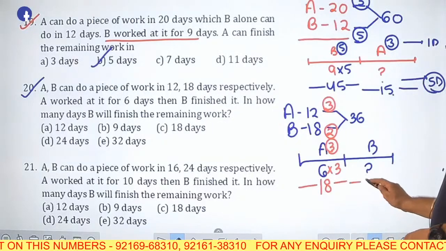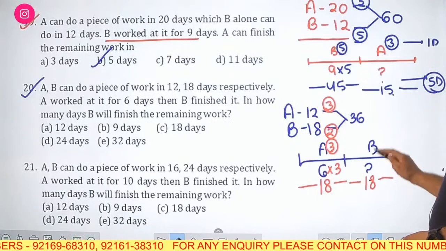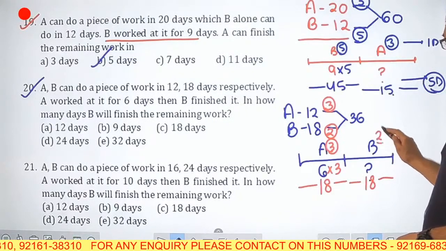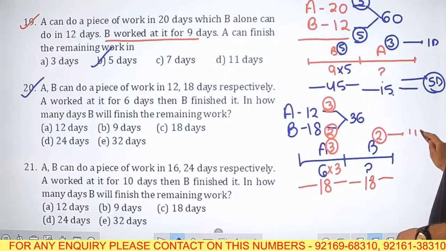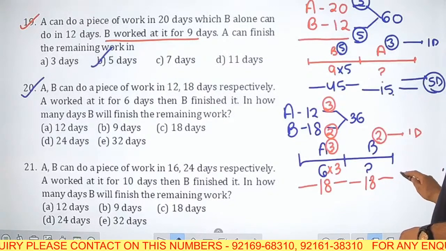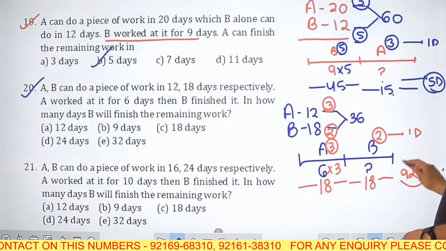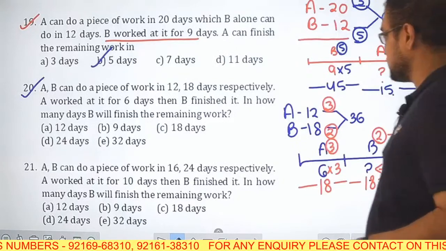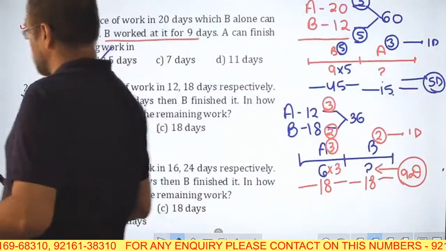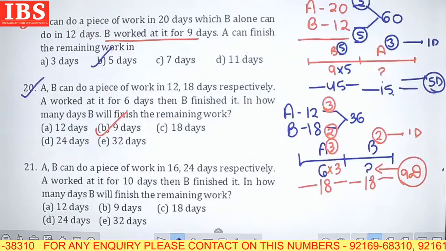So 18 is left. So 18 will be done by B, who does 2 in 1 day. If 2 in 1 day, so 18 will be 9 days. So this answer will be 9 days is the right answer. So for the 20th question, option B will be the right answer.